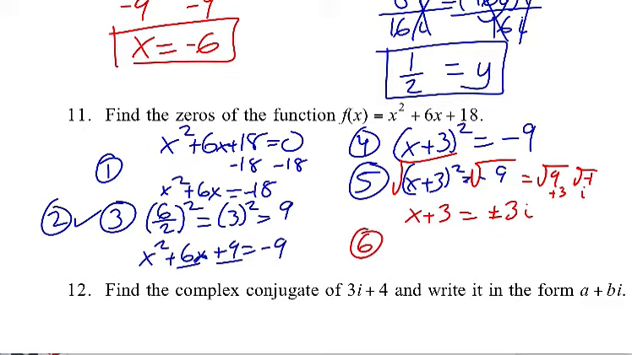Step 6 says, get x all by itself. So we're going to subtract 3 from both sides. So I've got x equals negative 3 plus or minus 3i. There are two solutions.